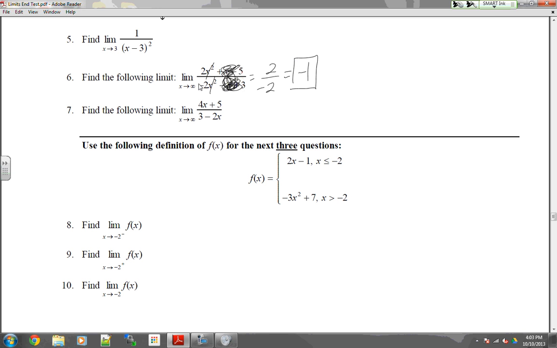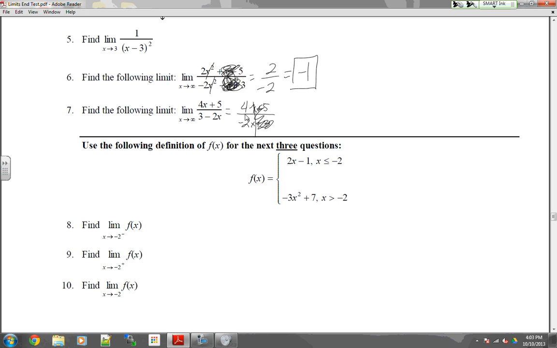All right, now we got to look at this one. Keep in mind, this one's written in reverse order. So if you want, you can change it around, do 4x plus 5 over negative 2x plus 3 to make it a little easier. These cancel out. So you have 4 over negative 2, which is just negative 2.